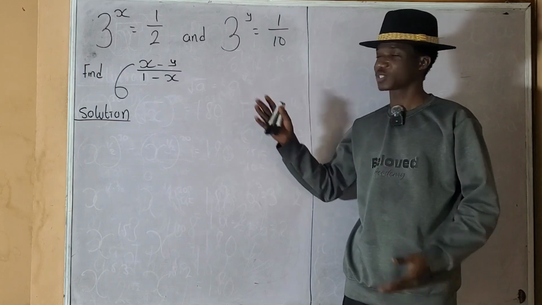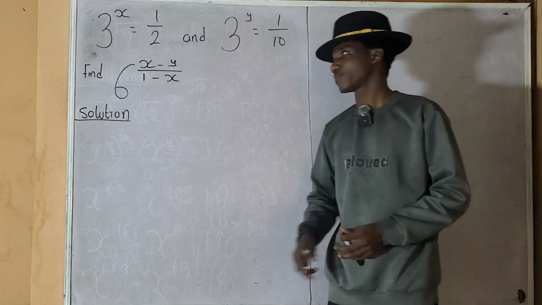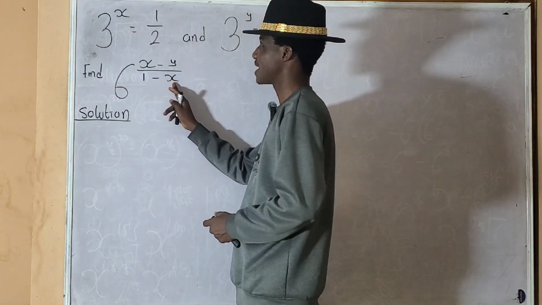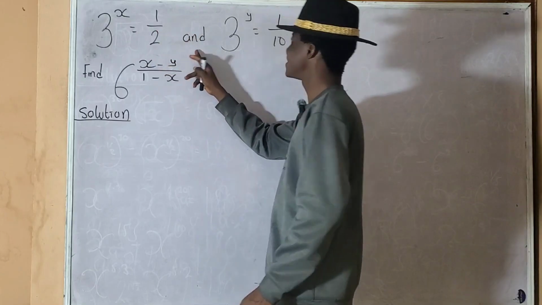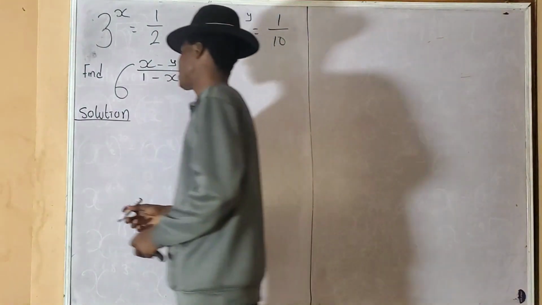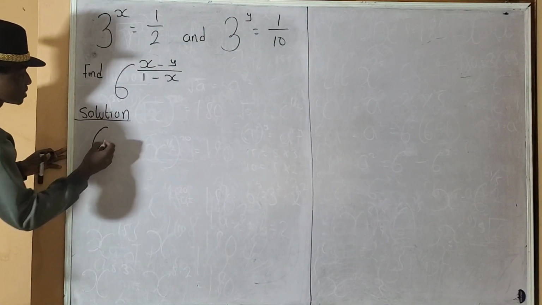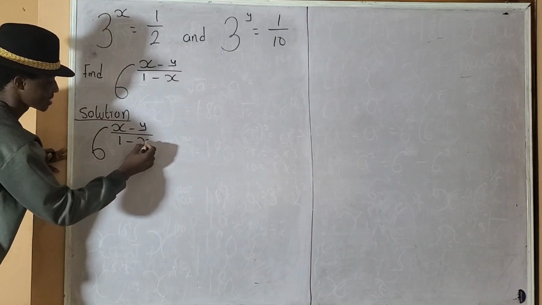If you cannot solve this question, then you need to go back to grade 10. Our goal is to find 6 raised to the power of (x minus y) divided by (1 minus x), if 3 raised to the power of x equals 1 over 2 and 3 raised to the power of y equals 1 over 10. Listen. What we are looking for is 6 raised to the power of (x minus y) divided by (1 minus x).